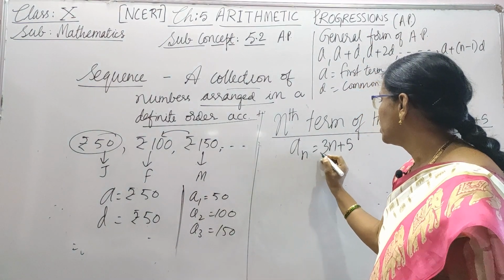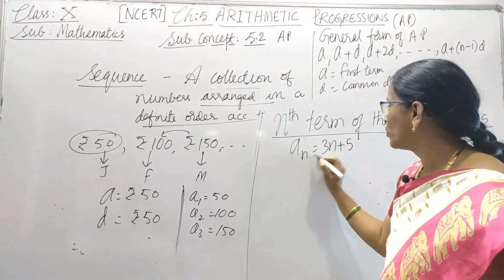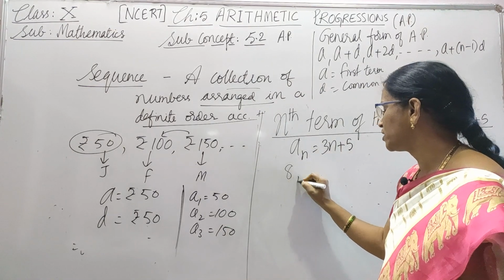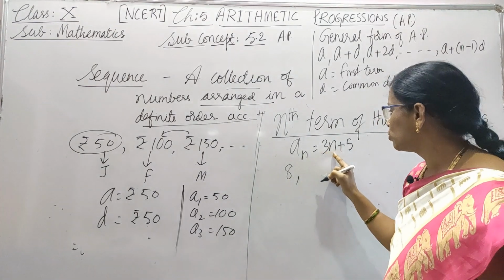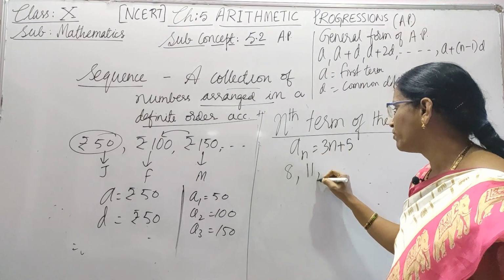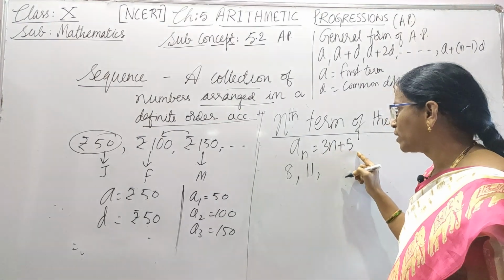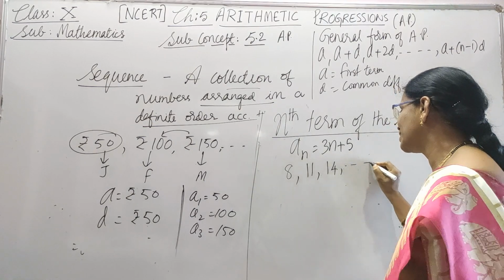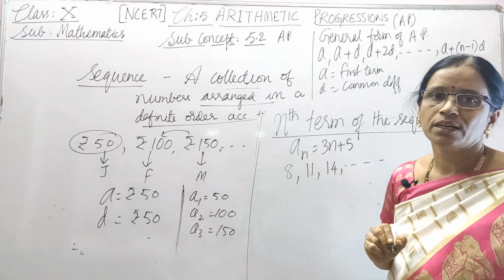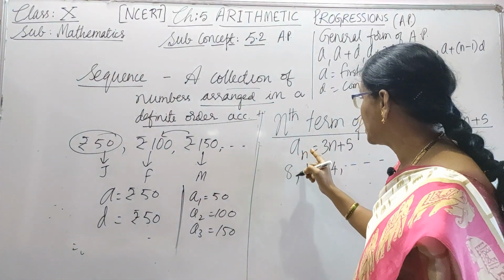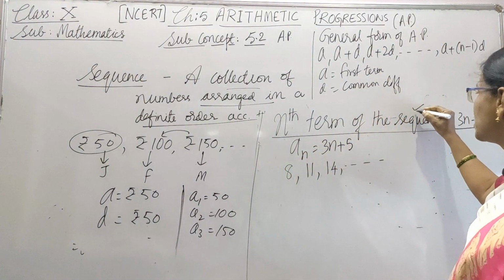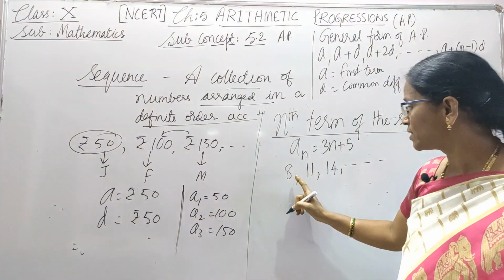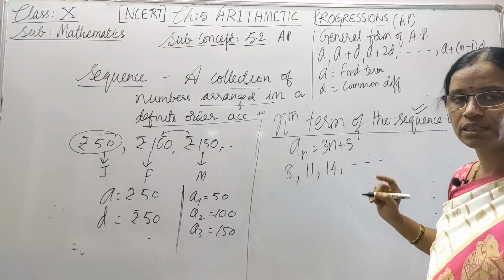So what is the first term? Put n is equal to 1. 3 plus 5, 8. Put n is equal to 2. 3 2s are 6. 6 plus 5, 11. 3 3s are 9. 9 plus 5, 14. So like this you can generate the terms of the sequence. What are the terms of the sequence? 8, 11, 14, like this it goes.